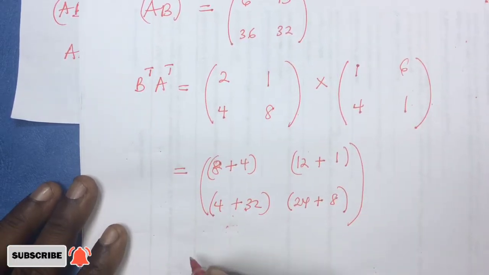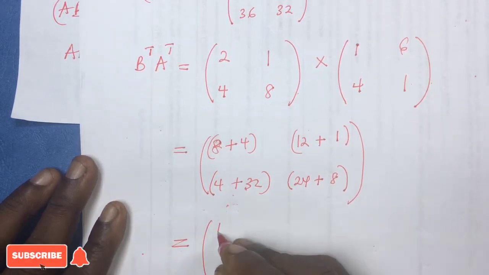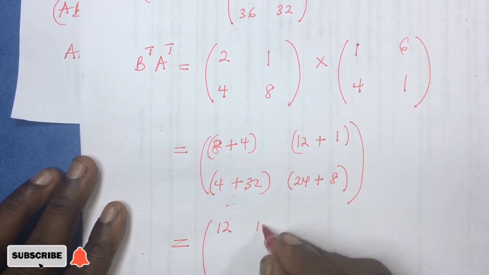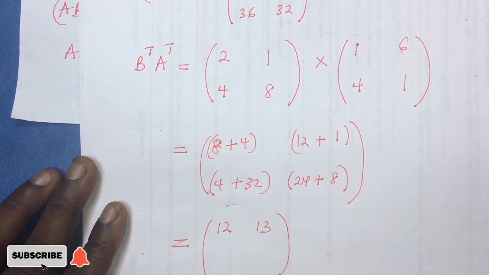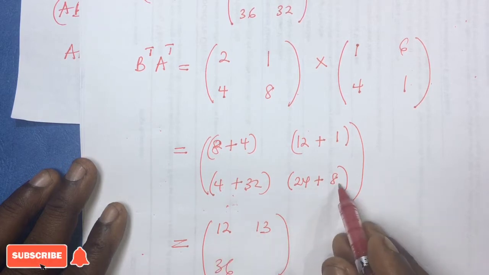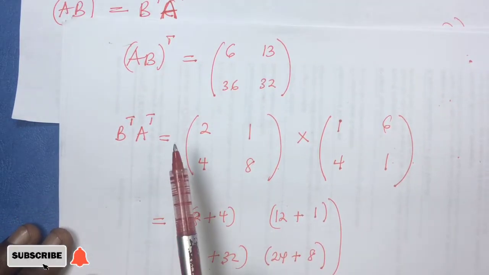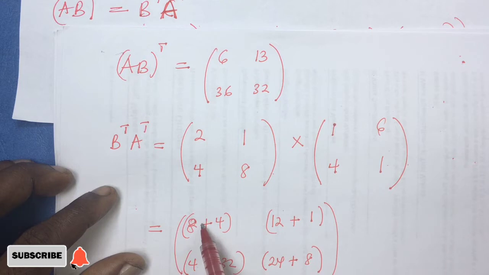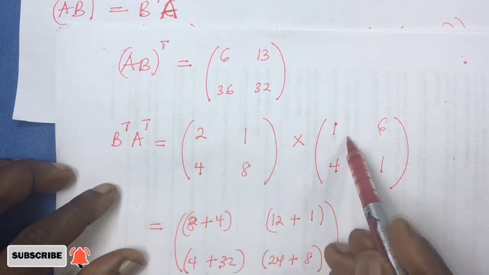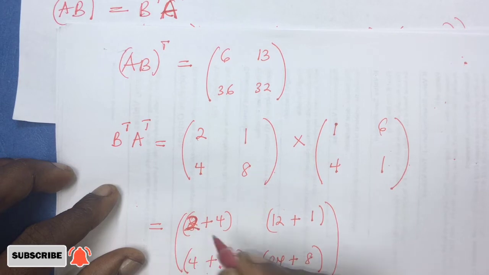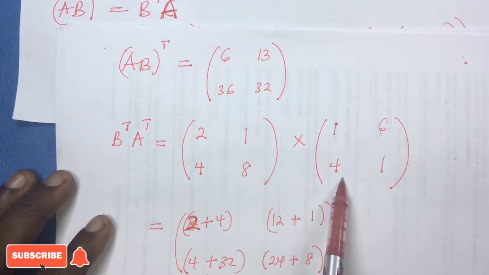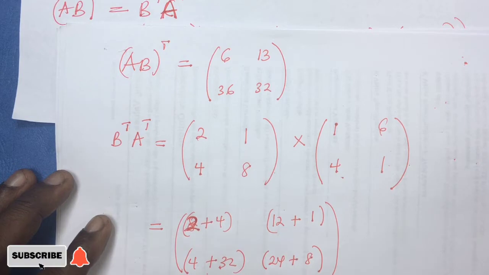Now, this will summarize to give us the result. 8 plus 4 is 12, 12 plus 1 is 13, and what do we have? 4 plus 32 is 36, and 24 plus 8 is 32. Now let's check. I want to believe I made a mistake here. Let's check this again. Using this to multiply this, 2 times 1 should have given us 2, not 8. So that means 1 times 4 gave us 4. So this should not be 12, but this should be 6.